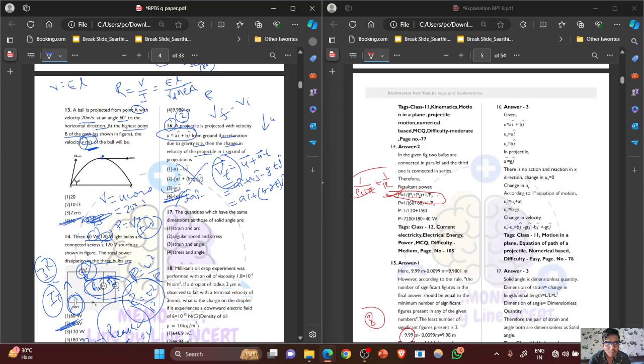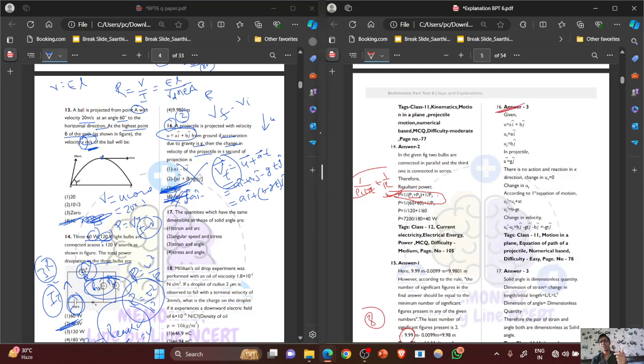Sorry, option 3, j cap, option 3 is your correct answer. Here minus g t, j cap. Option 4, here the vector is missing. So option 4 is wrong. Option 3 is correct. Yeah, they have done it correctly.